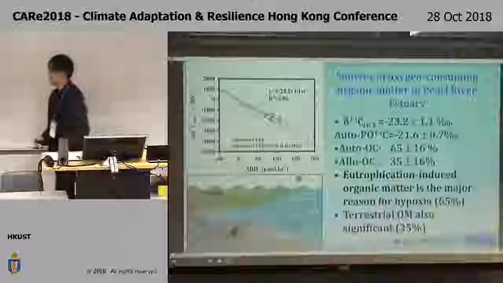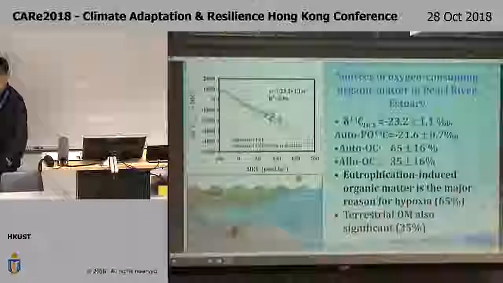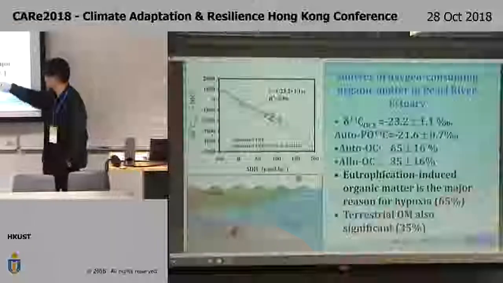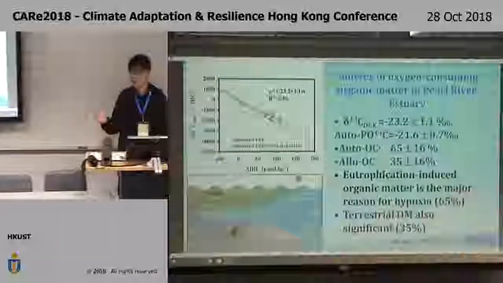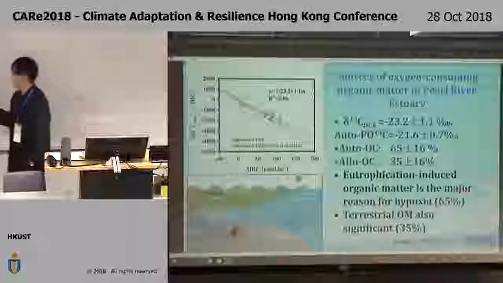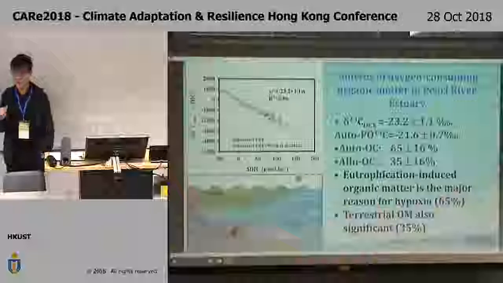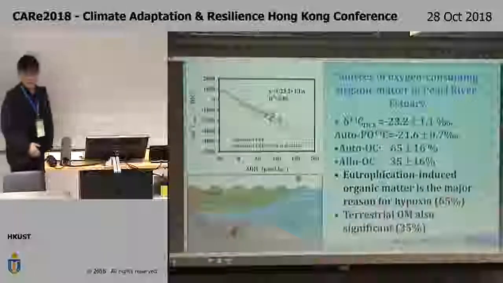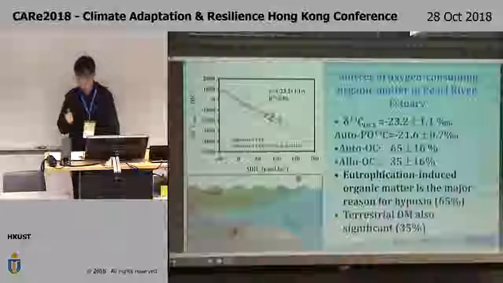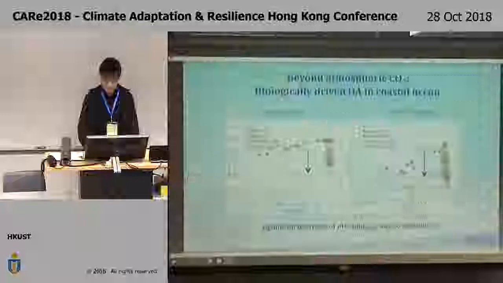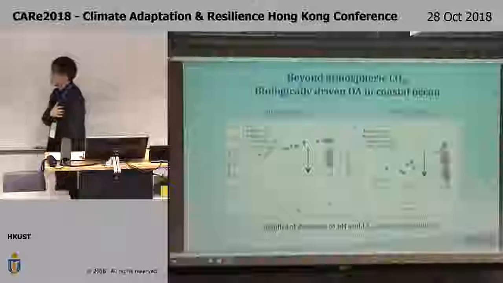So you don't have to read it, I'll just tell you the results. In this system, in the Pearl River Delta, around the Hong Kong, Macau area, 60% of the organic material that caused the hypoxia, low oxygen, is from the nutrient. So eutrophication-driven hypoxia is about 65%. And the rest, about 35%, is coming from the land. Okay? So this is important. You have to control the nutrient or control the sewage discharge.